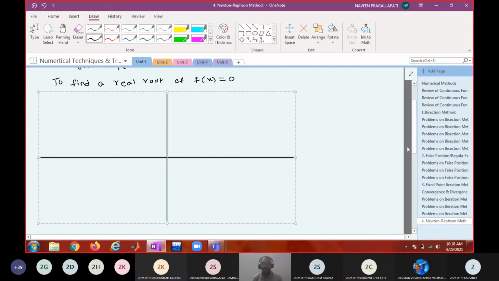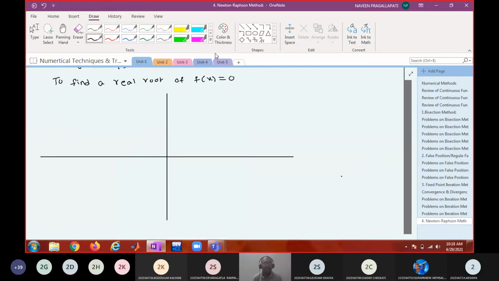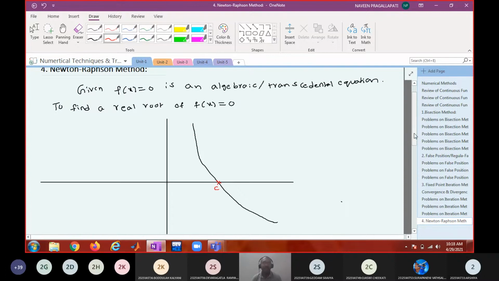Okay, so assume that you have a function f of x, which has a graph like this. So let us say this is the graph of the function. Okay, so that means the curve is crossing the x-axis at this point. That means x equal to c is a zero of the function f of x, or x equal to c is a root of the equation f of x equal to 0, which is a real root.